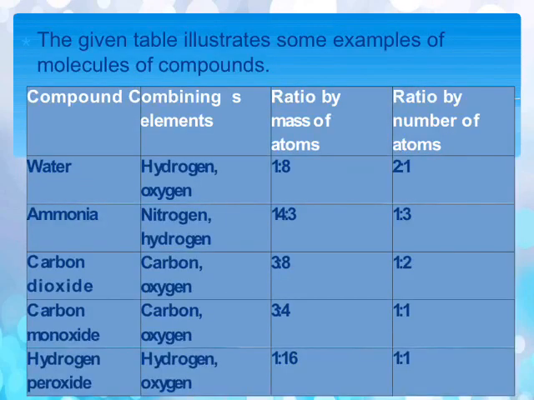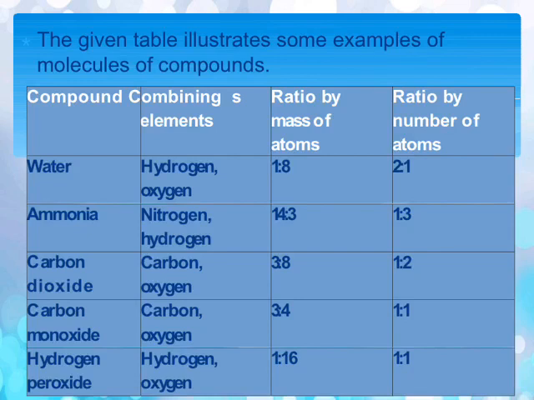Now continuing further, the given table illustrates some examples of molecules of compounds. Like water, hydrogen and oxygen are in ratio 2:1 in the formula H2O. If we calculate the ratio of their masses, that is 1:8. I have told you how to calculate the mass ratios. Ammonia formula is NH3. Nitrogen mass is 14 and hydrogen is 1, multiplied by 3 is 3. So 14:3, we cannot simplify it, so it is 14:3.